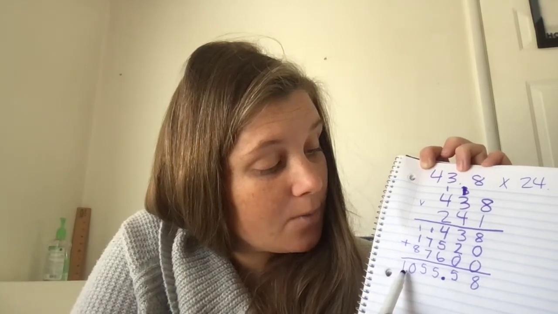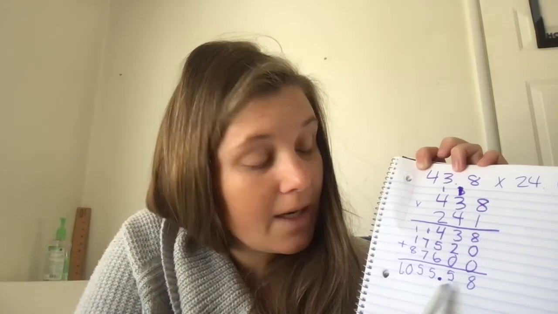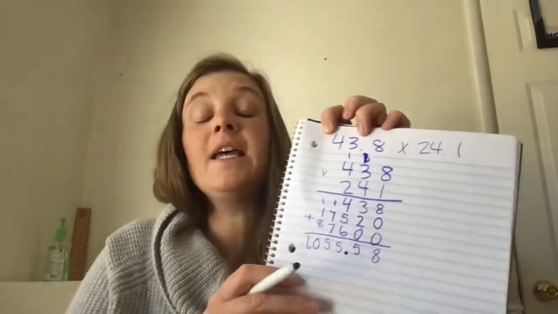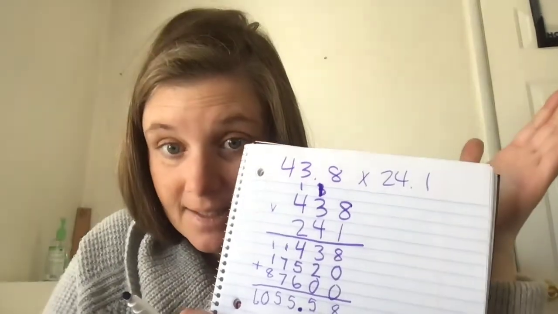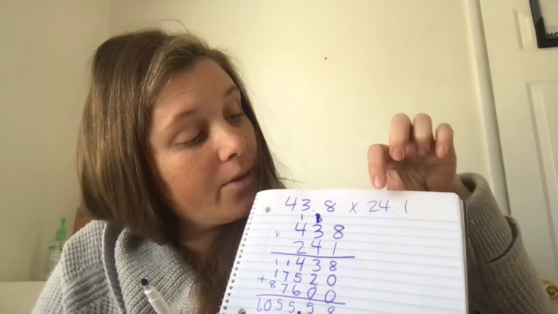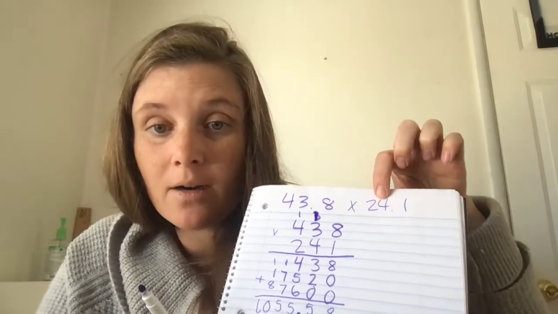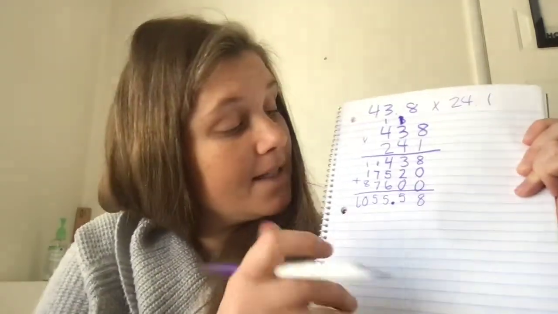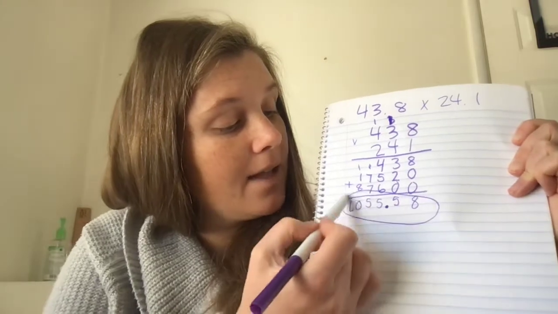So our answer is 1,055.58. Now, does that make sense? Yes, because our original problem is 43 times 24. So yes, that makes sense. And that is our answer.